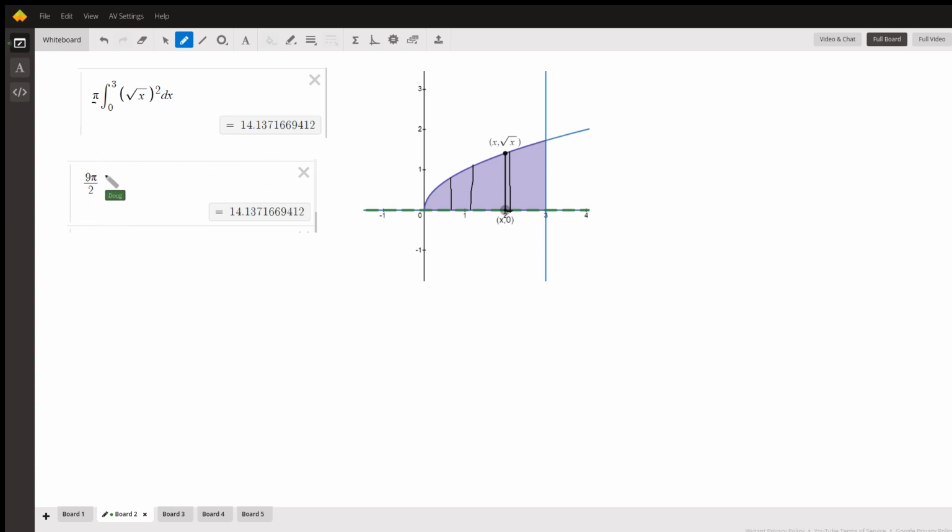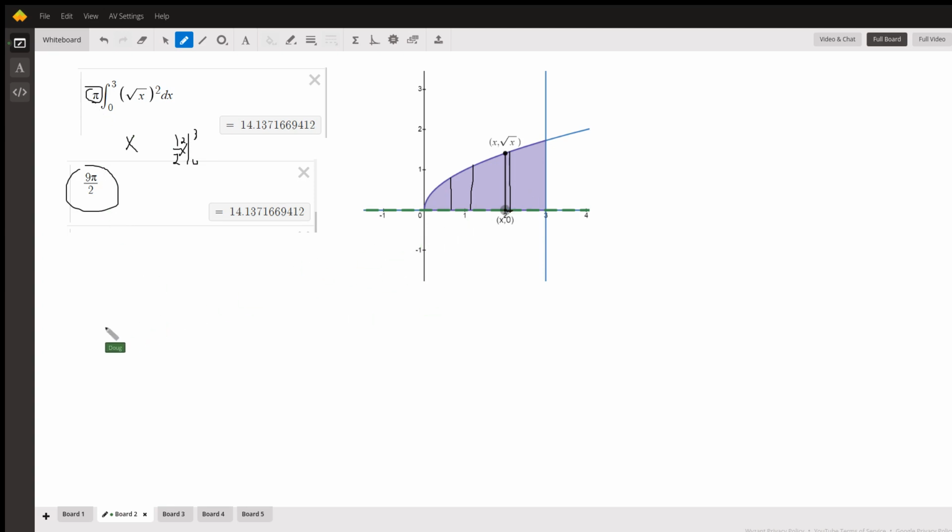Okay, and so if you want an exact answer, it would look like this. I'll leave that to you, but mention that this is the same as x. The antiderivative of that is 1/2 x squared, evaluated from 0 to 3. Whoops, x squared is 9/2. And 9/2 times this pi gives us 9 pi over 2.